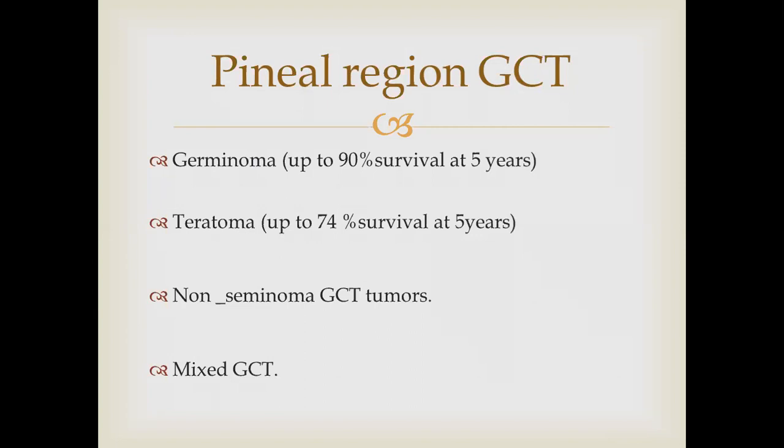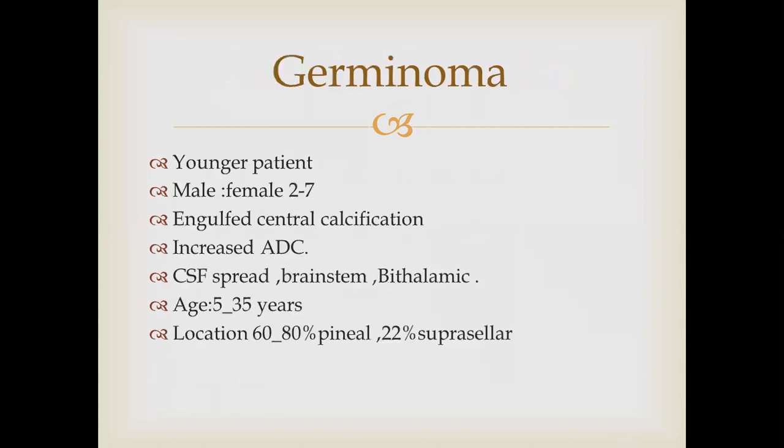The next most common type, which is teratoma, has up to 74% survival at 5 years, as do non-seminoma and the mixed type. Germinoma affects younger patients between 5 to 35 years old. They have a male predilection, engulf the pineal central calcification, show restricted diffusion with decreased ADC, and sometimes show CSF seeding to the brainstem and hypothalamic region. The most common location is the pineal region.